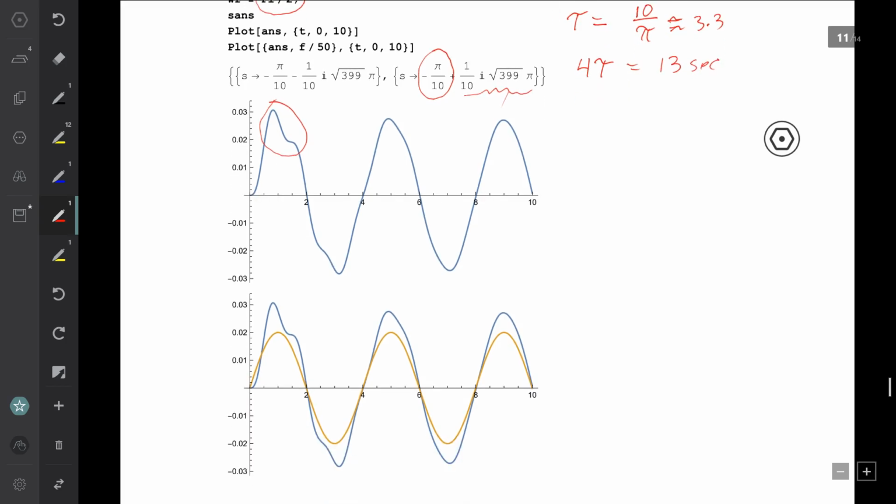Okay, so let's see what's happening. At the beginning, you can see that it has the hint of the 2 frequencies, the natural and the forcing. By this second hump, it's beginning to even out, but it's still a little bit there. You can still see a little bit of it. And then by this third hump, it's pretty much gone. You can't really see. The steady state is really going to occur after 13 seconds.